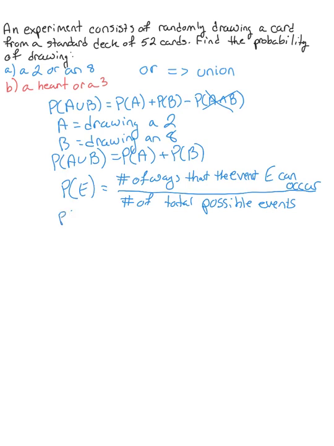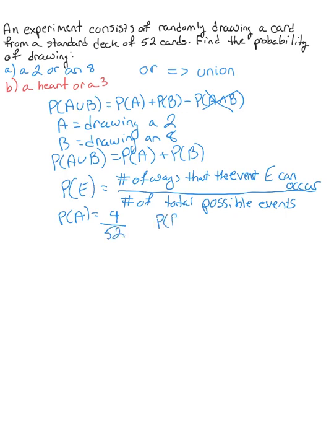So here, the probability of A, the probability of drawing a 2, is the number of ways the event of drawing a 2 can occur over the total number of possible events. The number of ways that we can draw a 2 from a deck of cards is 4, because we have spades, clubs, hearts, and diamonds. So there are 4 ways to draw a 2, over a total number of possible events. There are 52 cards, so there are 52 possible events.